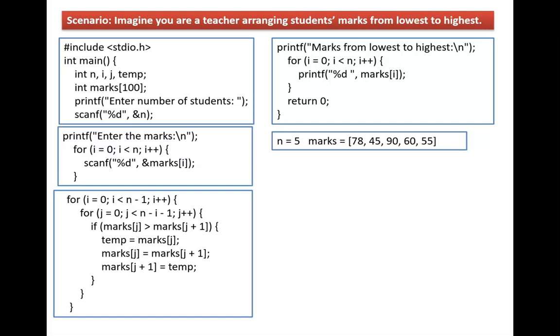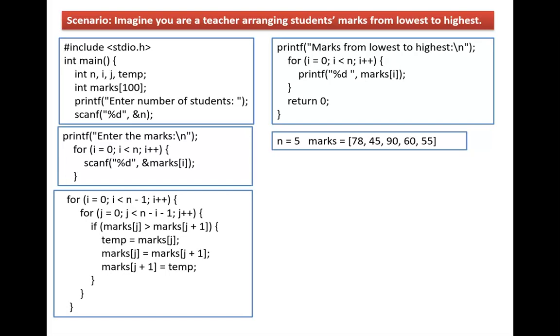Before getting into the core part of the program, you should understand why there are two loops. The outer loop is for the number of passes. This outer loop decides how many rounds are needed. For n equal to 4, 3 passes are needed. The inner loop is needed for comparisons inside one pass.